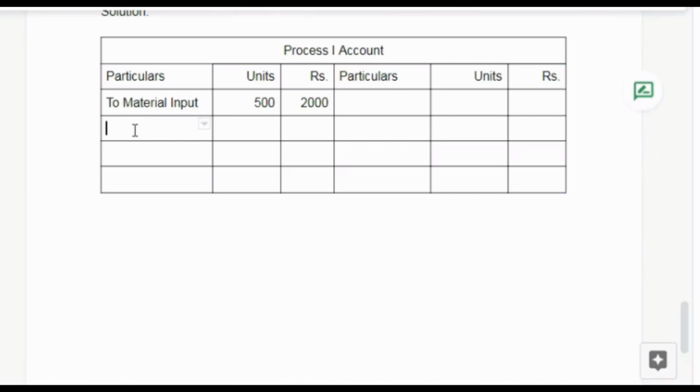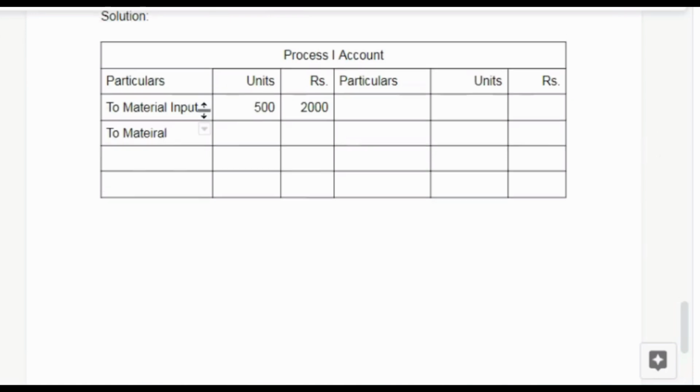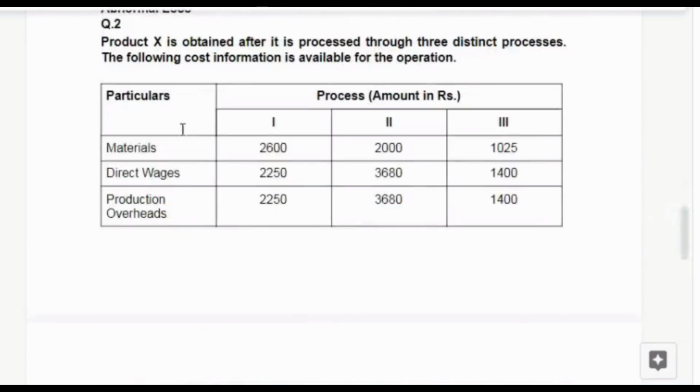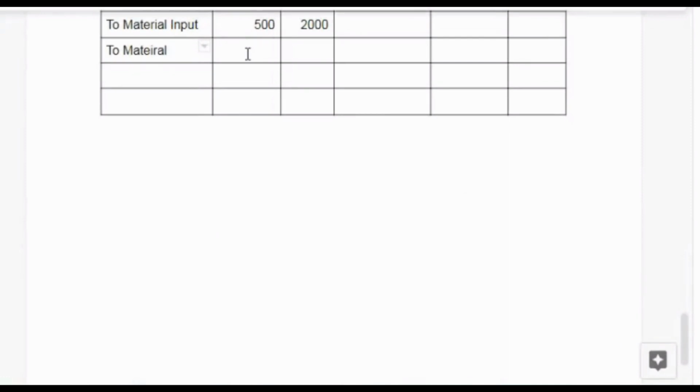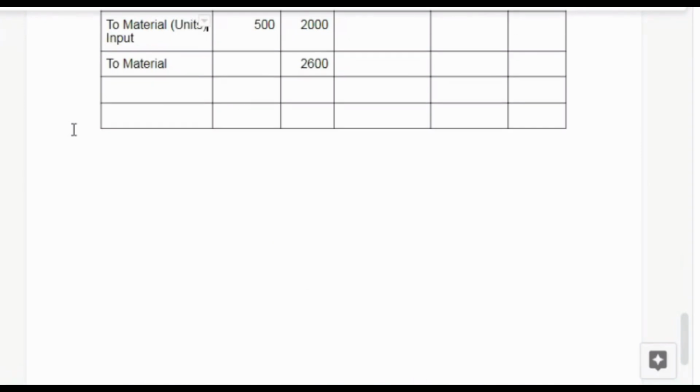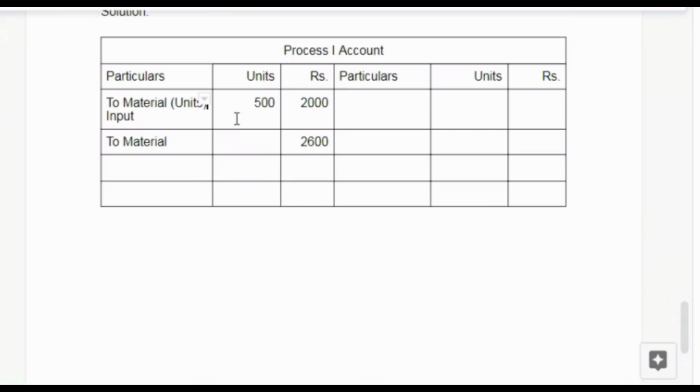Then on the debit side, once again, to material, the additional material is taken from here. This is process 1: material, direct wages and production overhead. These three expenses are all debit. So material 2600 will be shown in the amount column only, not in the unit column. Units introduced is over. This is the unit input, the material input. Here unit input is 500, then material 2600, and to wages.